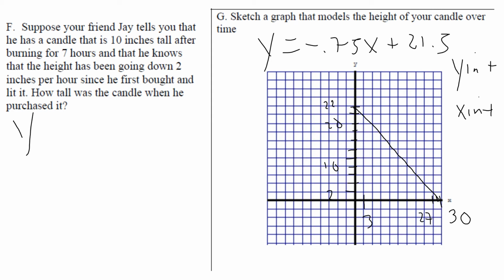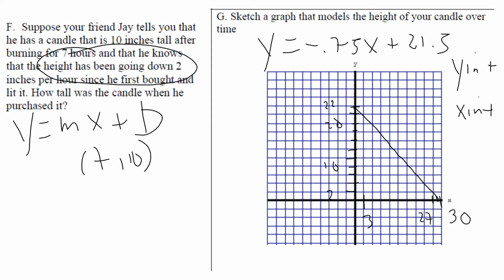Because Jay has a different candle, that means he has a different y equals mx plus b. The x and the y are still the same though. The x is still going to be the time that the candle is burning, and the y is still going to be the height of the candle. And if you read carefully about what Jay knows, he knows that after it's been burning for 7 hours, it's exactly 10 inches tall. In addition, he realizes that the height has been going down 2 inches per hour. So anytime there's a change, that is of course the slope. And because the height is going down, that's going to give us a negative slope.